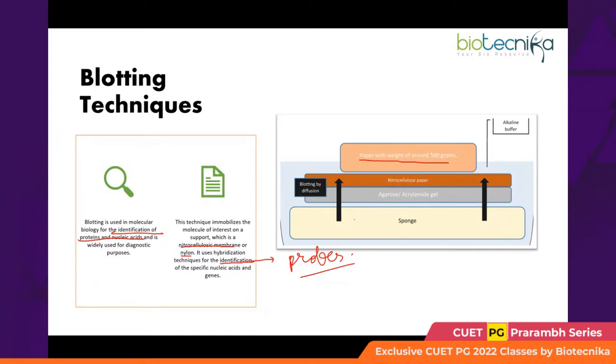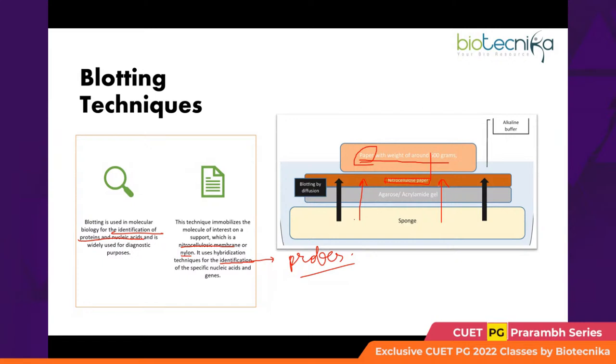By capillary action, the buffer will start traveling from bottom to top, against gravity. As it keeps going, it will carry the DNA or protein which has been separated in the gel to the nitrocellulose paper. Our buffer will keep going to the stack of paper only, but because of the charge present on our protein and DNA, they will stop here. They will bind covalently with the nitrocellulose paper or the nylon membrane.